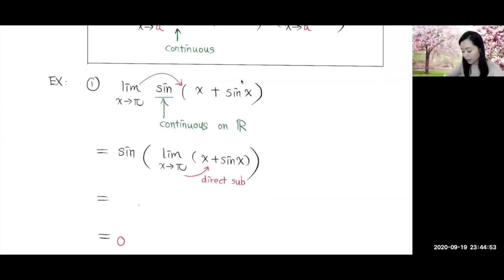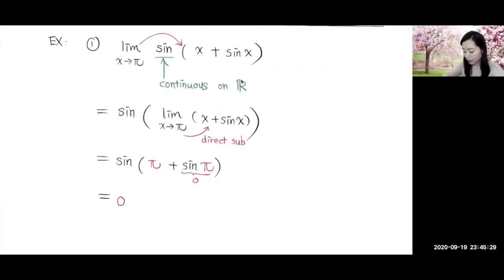Now, when you take this limit over here, let's see if this is a continuous function. If it's a continuous function, then we can just go ahead and do a direct substitution. Well, indeed, it is continuous because x is continuous, sine of x is a trig function and is continuous, and the sum of two continuous functions is continuous. So we can do a direct substitution. Inside here we get pi plus sine of pi. Sine of pi is equal to 0. So we end up with 0 at the end.